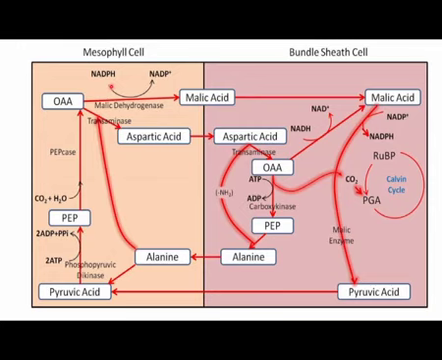As you can see on the given PowerPoint slide, the CO2 fixation in the C4 plant requires two different compartments within the leaf. One is called the mesophyll cells, the other is called the bundle sheath cells.